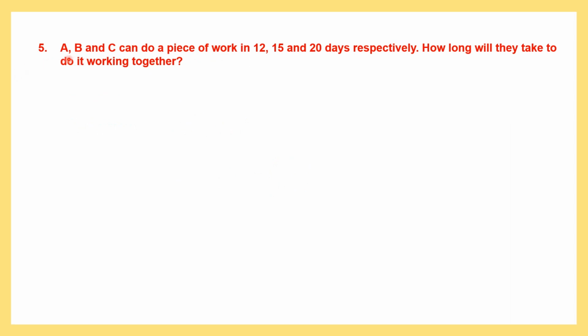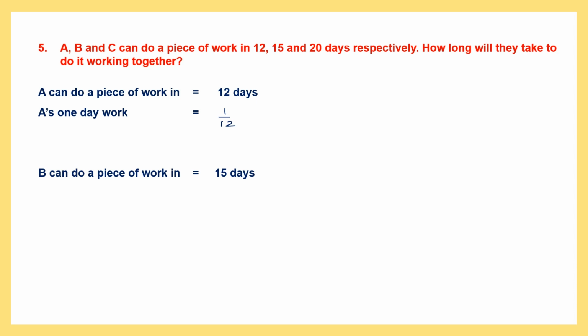Question 5. A, B and C can do a piece of work in 12, 15 and 20 days respectively. How long will they take to do it working together? If they're going to work together, how long will they take? So, A can do the piece of work in 12 days. So, the first number is for A. That means A's 1 day's work will be 1 by 12.